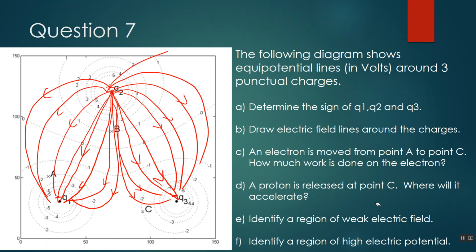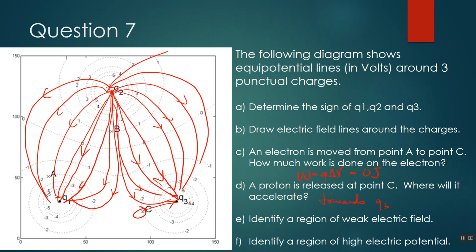A proton is released at point C. So over here, where is it going to go? Towards the bottom? It's a proton, so it's going to go towards a negative charge. So it's going to go in this direction. So it's going to go towards Q3. Guys at the back, please. Thank you.